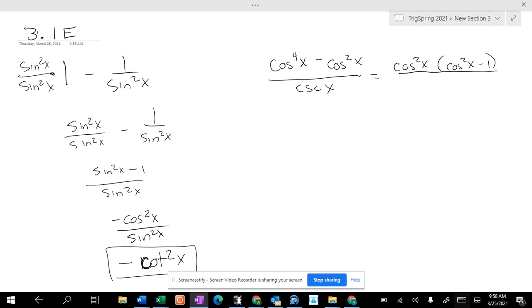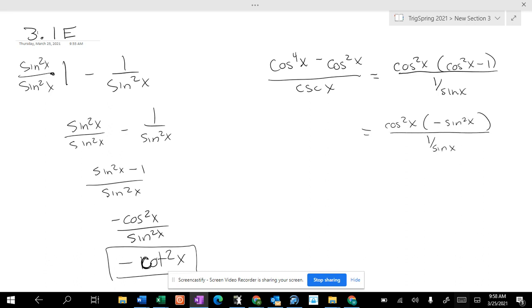When we see cosecants, cotangents, tangents, secants, we want to change them into sines and cosines. So what is cosecant? 1 over sine of x. So this is equal to cosine squared of x times what? What's cosine squared of x minus 1? Negative sine squared of x.